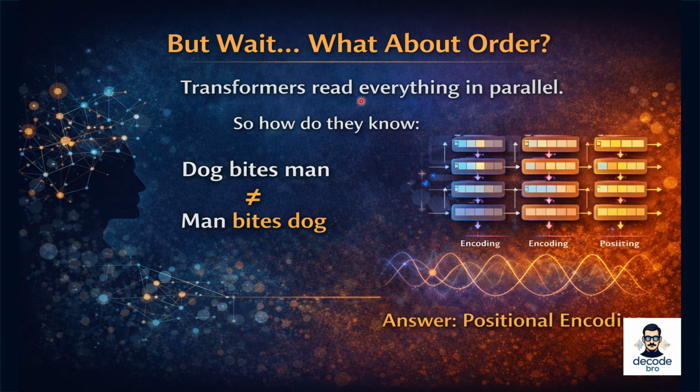But wait, what about order? Here is where it gets interesting. Transformers don't read left to right like we do. They process everything in parallel. So without extra information, dog bites man and man bites dog would look identical. That would completely break meaning. So we add something called positional encoding. Think of it like GPS coordinates for each word. Now the model does not just know who you are, it also knows where you are in the sentence. That's how order is preserved.